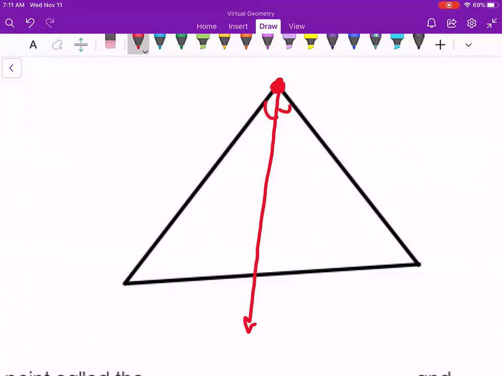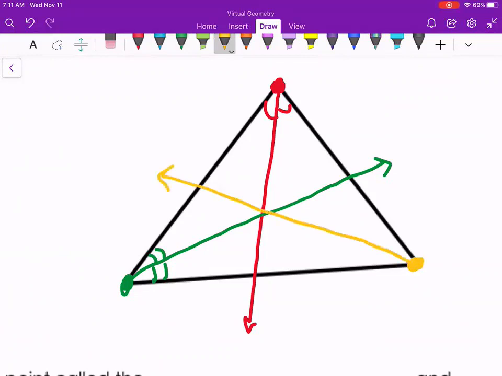Okay, so there's my first angle. Now they don't have to go outside the triangle. I'm just doing that so we can see each of the different lines. All right, and there's my point of concurrency right in the middle where all three of them cross. So that is my incenter.